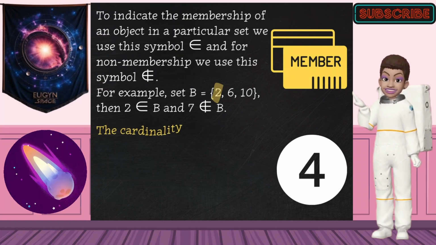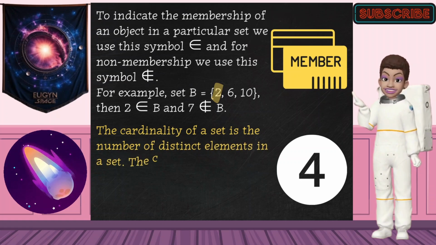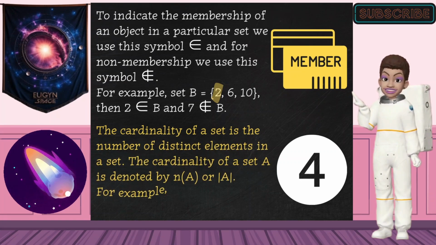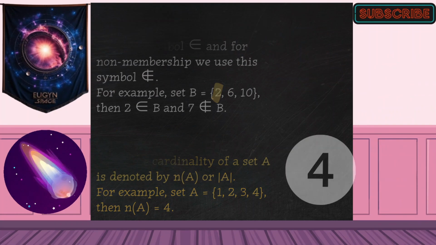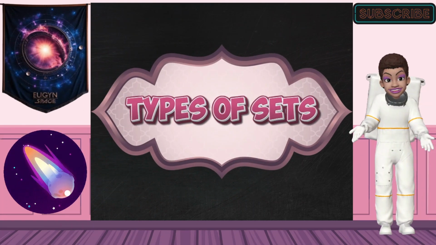The cardinality of a set is the number of distinct elements in a set. The cardinality of a set A is denoted by n(A). For example, set A has the elements 1, 2, 3, and 4, then the cardinality of set A is 4. Types of sets.